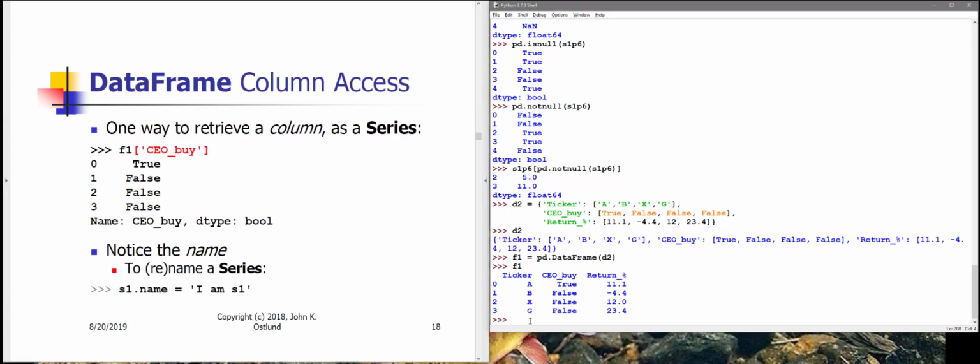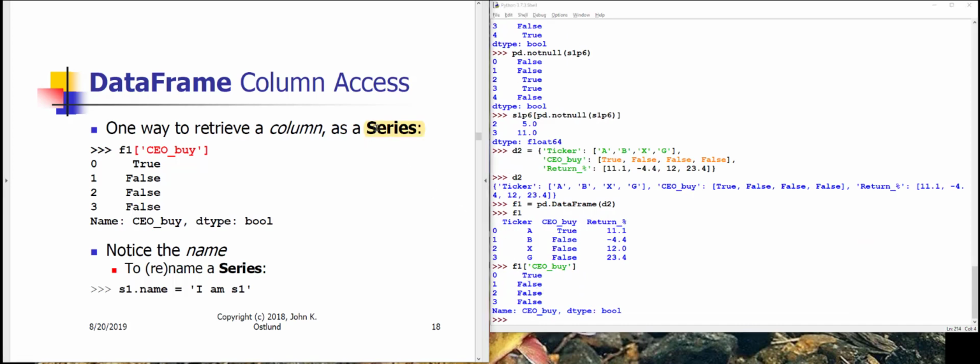All right, so now that we have the spreadsheet, we need to know how to access individual cells or columns or rows within this thing in order to obtain the data that we want to analyze. Retrieving a column is straightforward. You give the name of the data frame object and specify as an index a column label. So here I'm saying F1 sub CEO by. What you get back is a series. As I mentioned, you can think of a series as being like a column of a spreadsheet.